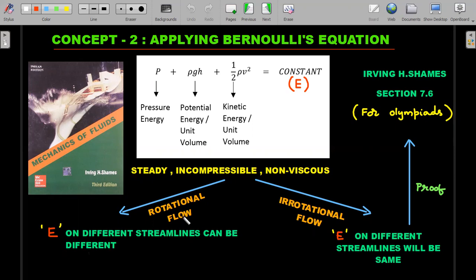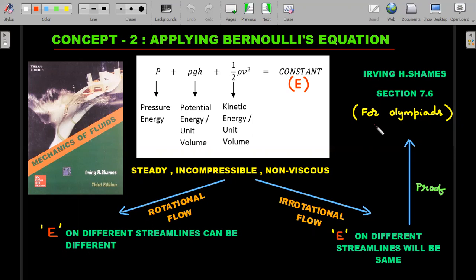The value of E1 is not equal to E2. On the first streamline, all points will have the same E called E1, and on the second streamline, all points will have a different value of E called E2. That's what is happening. So for the proof, go to this section, try it out. It is a pretty straightforward one. You need to just know the idea of gradient in this context.